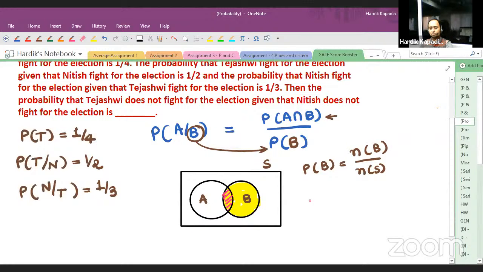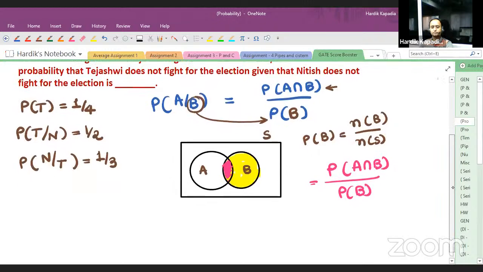So your answer is probability of A intersection B, this part, out of the whole probability of B, because your new sample space is B only. So this equation is derived: probability of A intersection B divided by the new sample space, probability of B. Now we'll calculate the question.